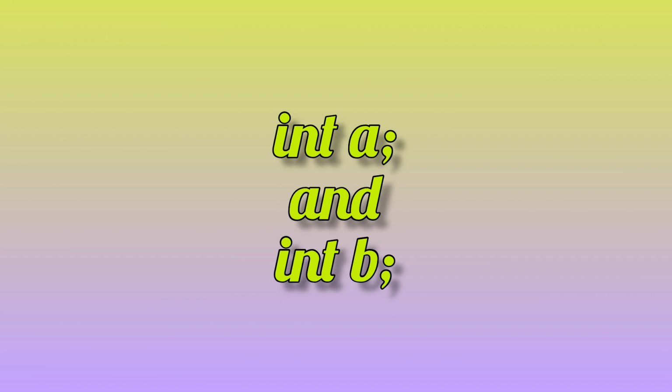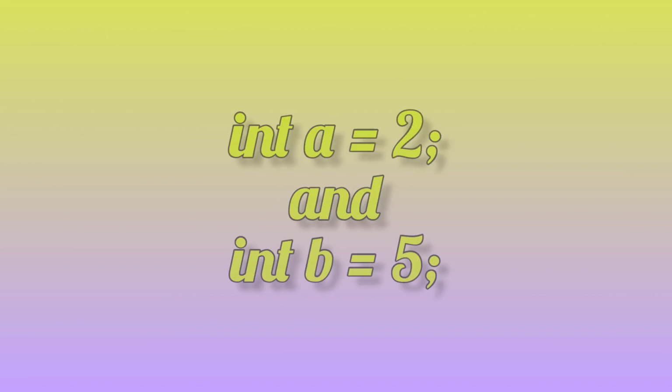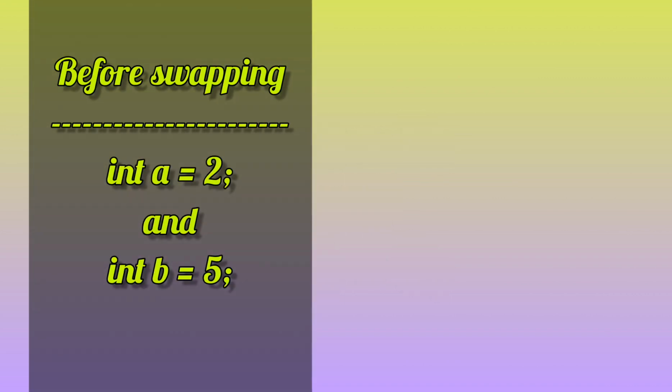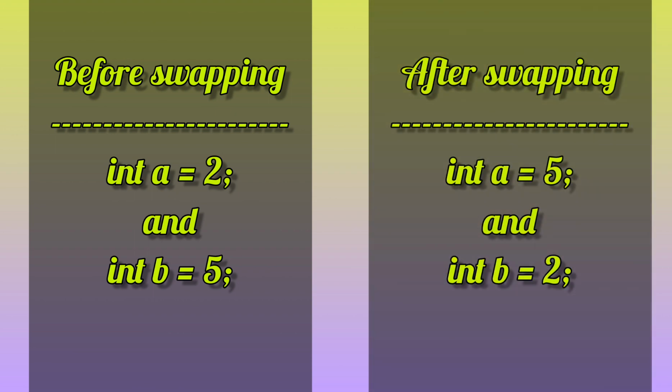So what does swapping mean? Let us say we have two variables, one is a, one is b. In the variable a we have stored a value, let us say 2, and in the variable b we have stored a value, let us say 5. So swapping means we will store the value of b into the variable a, and we will store the value of a in the variable b.